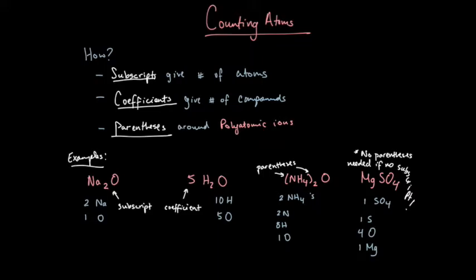Now if you look at the last example, MgSO4, we don't need parentheses around the SO4 even though it's a polyatomic ion, and that's because there's no subscript needed around the SO4. We only have one set of SO4.